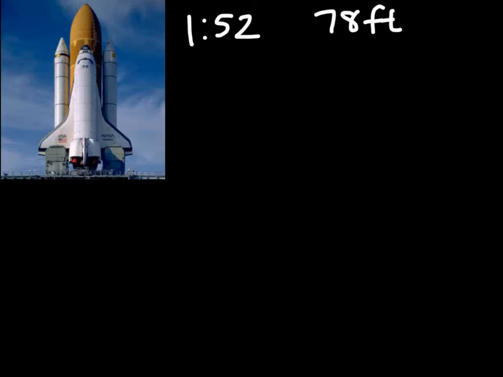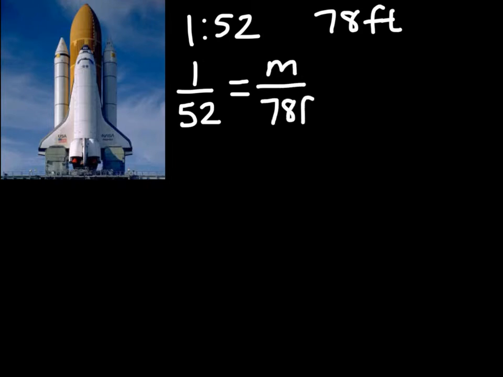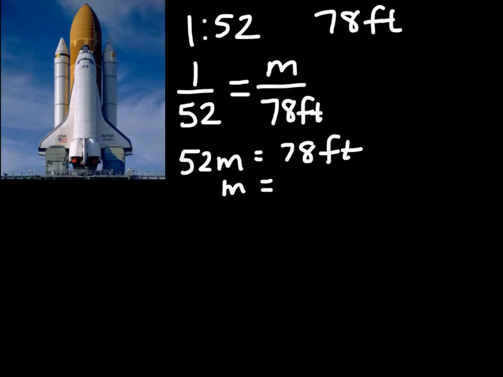So we begin by writing a proportion using the scale. The first part of our proportion is the scale itself, 1 to 52. That's going to be equal to the dimension of the model, our unknown quantity, over the 78 feet, the known width of the space shuttle. Now we use cross products to solve. 52m equals 78 feet. So the wingspan of the model is 1.5 feet.